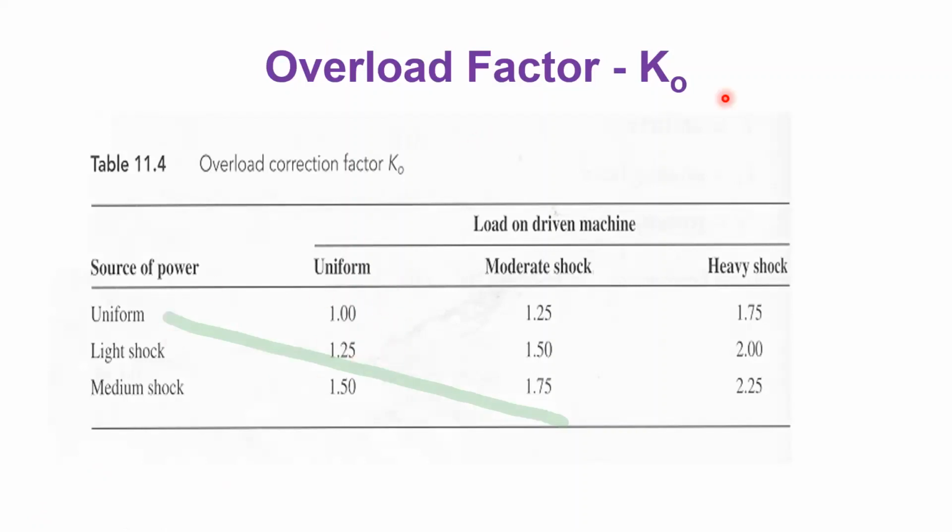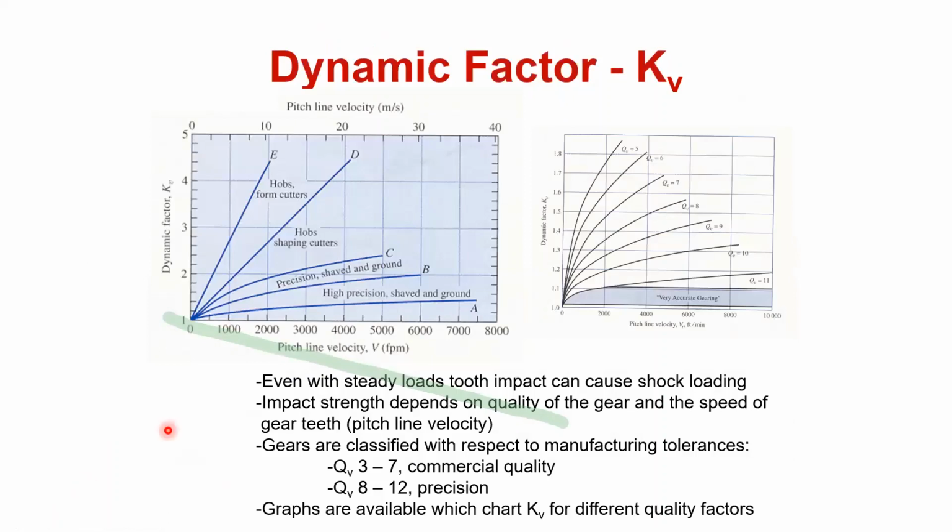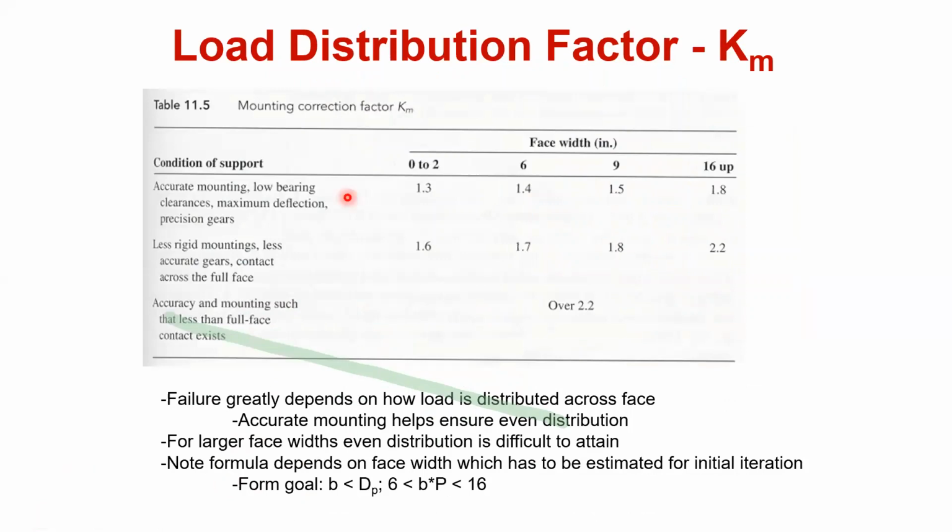So I told you the factors are going to vary, right? According to the power and the load which is acting onto the gears, you have different factors. And this also depends on some of the dynamic application, the load basically. Accordingly, the factor will also vary. And this is the load distribution factor called Km.